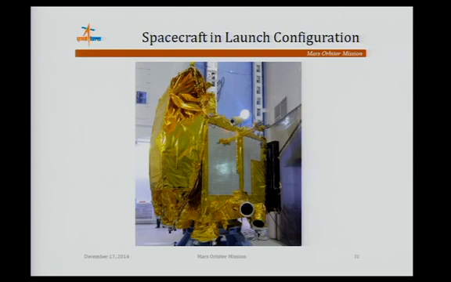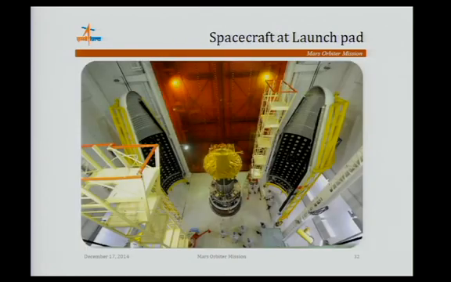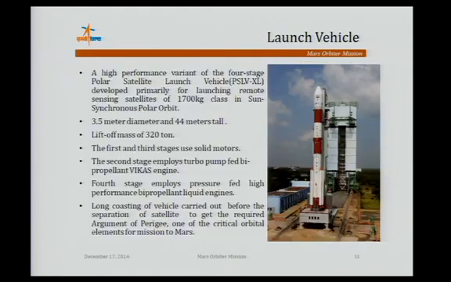Next. This shows the spacecraft in launch configuration, the total satellite in launch configuration. Next slide. This is the launch pad integrating with the vehicle. And next, the launch vehicle. This is a normal PSLV vehicle, which normally launches the I-1K class of satellite, 1000 kg to 2000 kg, where 1100 kg is the normal capacity. Here, because of the argument of perigee, which needs to be around 245 degrees, certain modifications have been done in the software to achieve this.